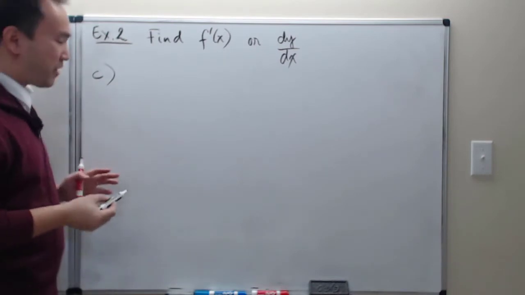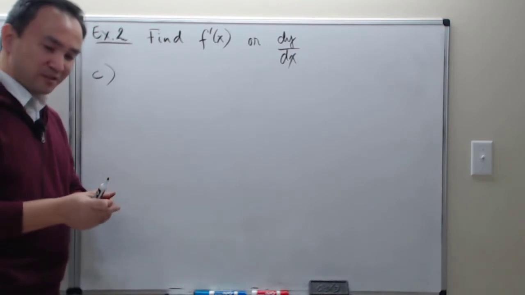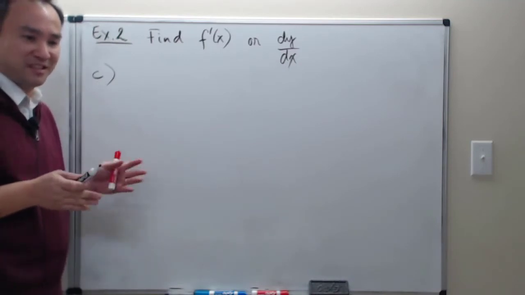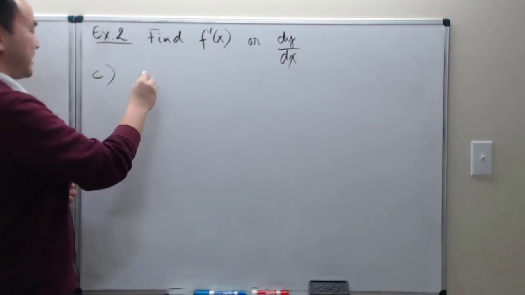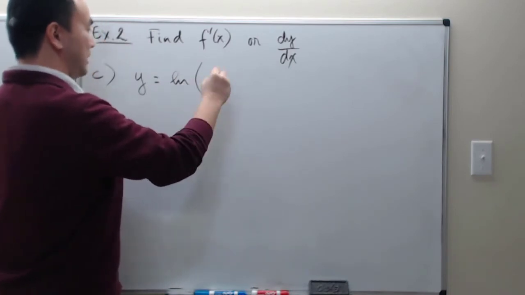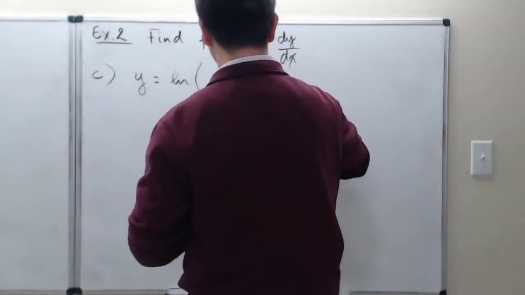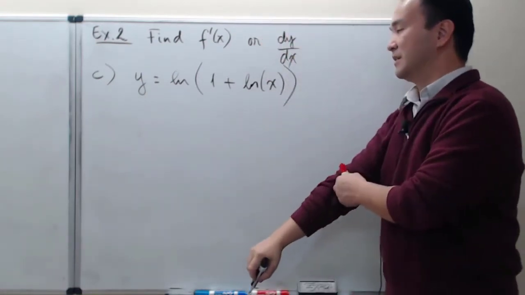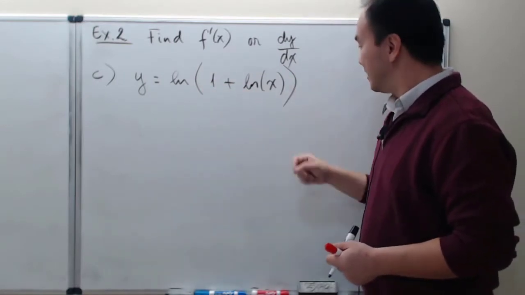I've seen this problem scattered here and there among a lot of the web-based assignment problems, including WebAssign and MyMathLab. So here I'm going to bring it out. It seems like a challenge for students, but it's not going to be that bad. So natural log of 1 plus natural log of x. So 2 levels of logarithms: logarithm of natural log of x.